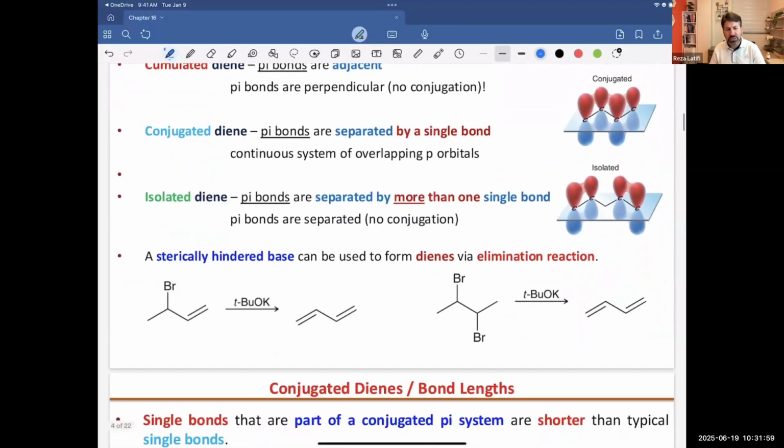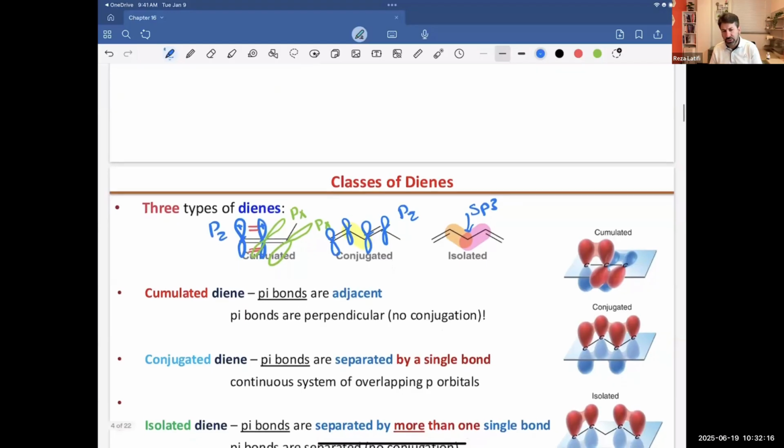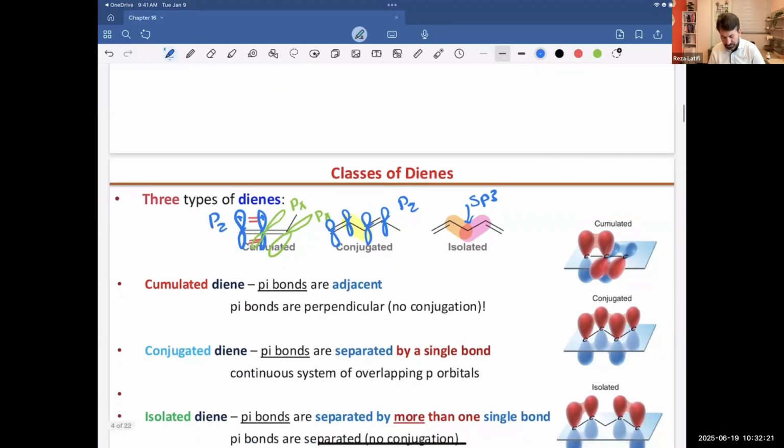And how about the isolated? In the isolated, you will have a spacer between the double bonds, and that spacer is going to have sp3 hybridization. Because it's already saturated, we cannot run any resonance structure, and because we don't have a resonance structure, it's not going to be as stable as a conjugated system.